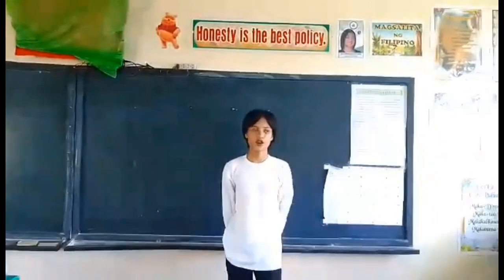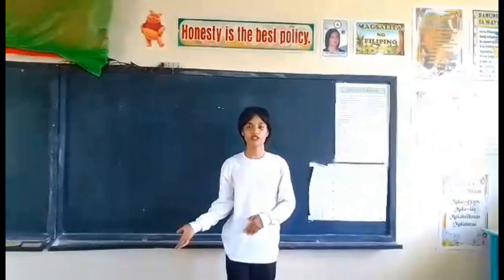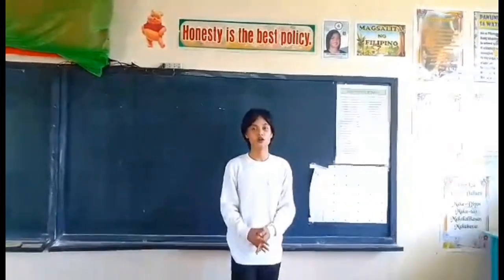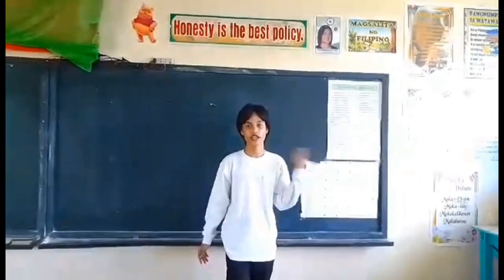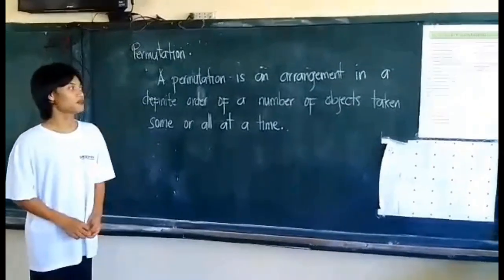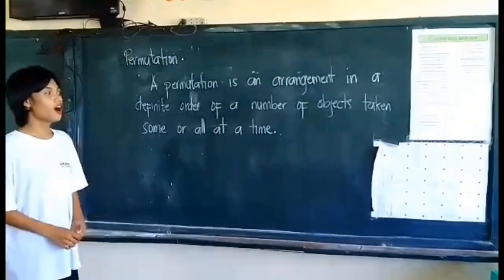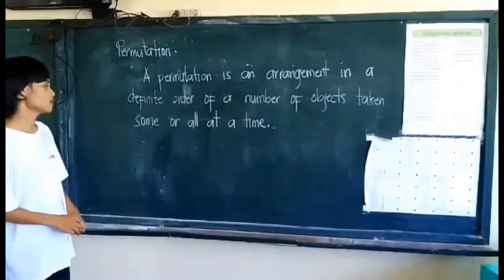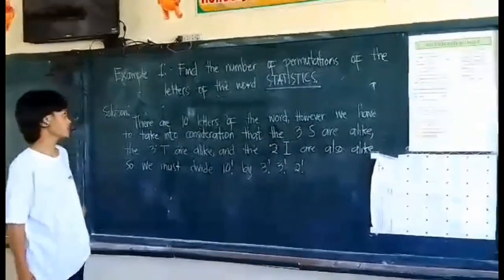Hi guys! So, for this video, we are going to tackle permutation and combination. So, what is permutation and combination? Let's find out. Permutation. A permutation is an arrangement in a definite order of a number of objects taken some or all at a time. Here are some examples of permutation.